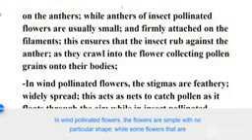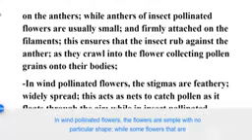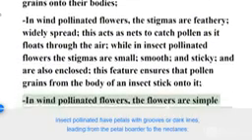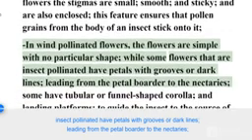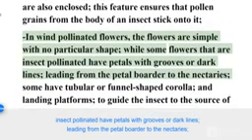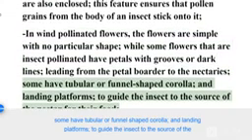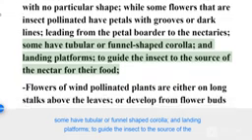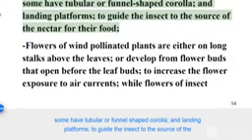In wind-pollinated flowers, the flowers are simple with no particular shape, while some flowers that are insect-pollinated have petals with grooves or dark lines, leading from the petal border to the nectaries. Some have a tubular or funnel-shaped corolla, and landing platforms, to guide the insect to the source of the nectar for their food.